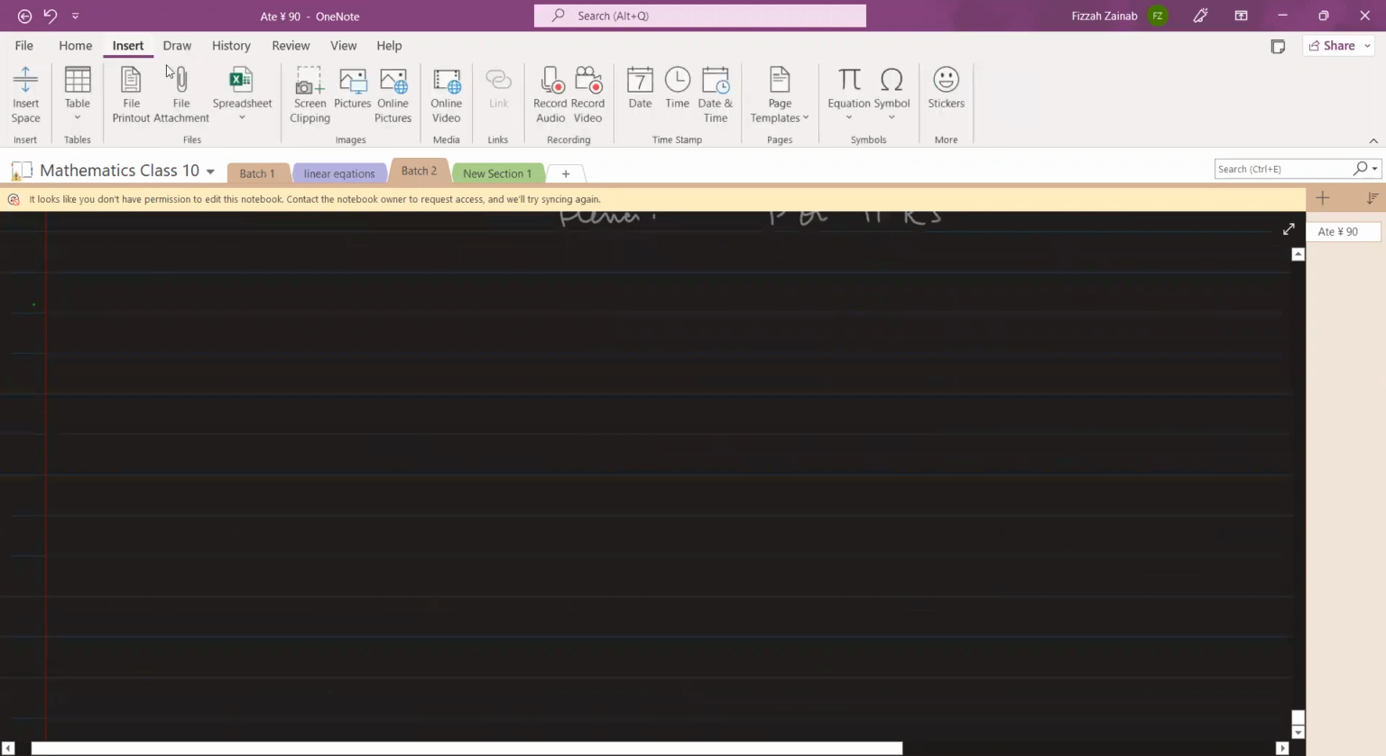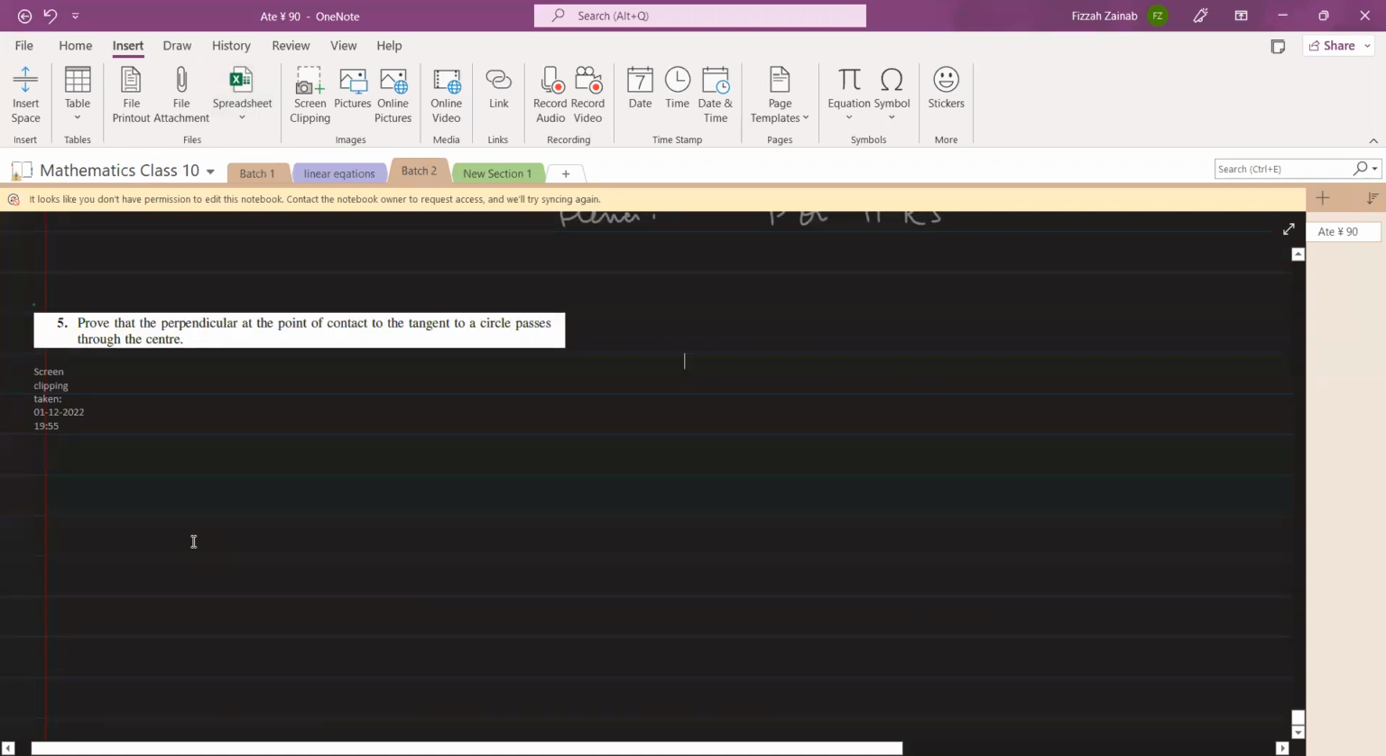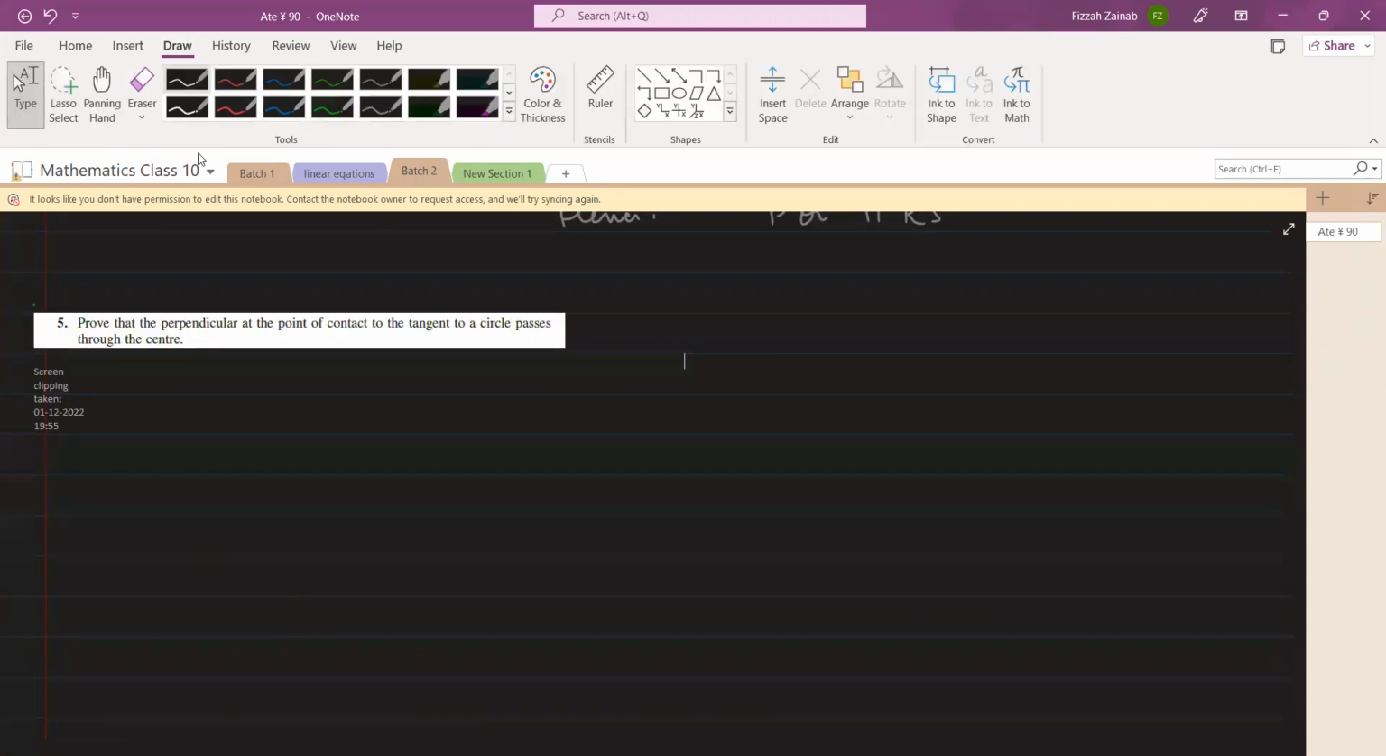Question number 5 now. I was just doing this question in the previous class if you have seen it, but let us do it again. Prove that the perpendicular at the point of contact to the tangent to a circle passes through the center. I mean, it's not a very good question, but anyway.